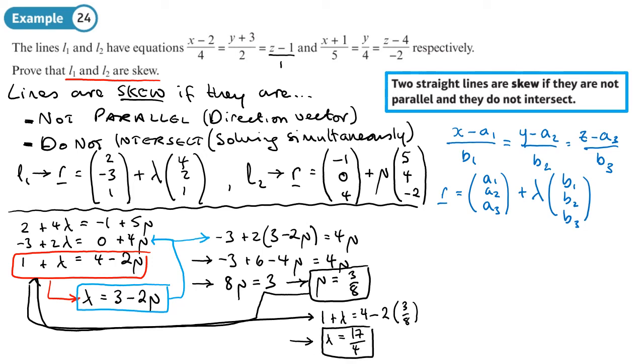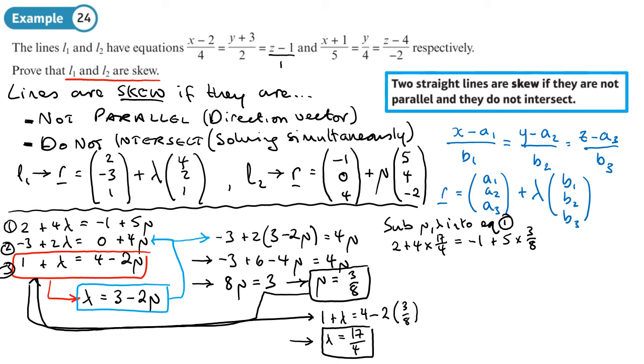Now, we've used the second two equations. I need to show that this doesn't work in the first equation. So if we call these equations 1, 2 and 3, we'll now sub what we've just worked out, our mu and lambda, into equation 1. And we don't want this to work. Let's see what happens. 2 plus 4 times lambda, which is now 17 over 4. Now does that equal negative 1 plus 5 times mu, which is 3/8?